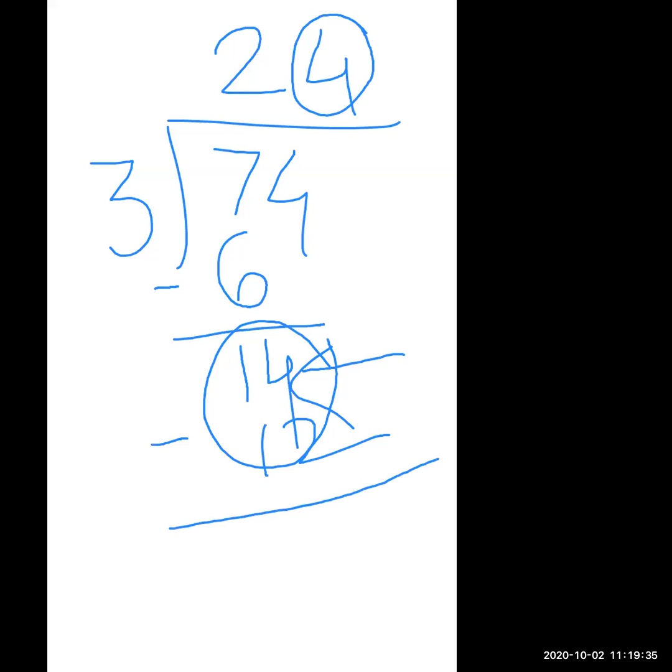4 minus 2, 2. 1 minus 1, 0. So now here, next number is there. After 4, is any number there? Yes, tell me students. After 4, is any number there? After 4, see this 4. After 4, is any number there?